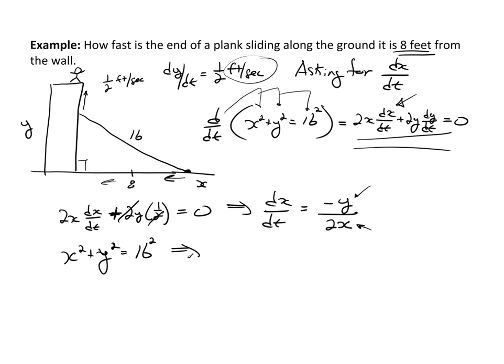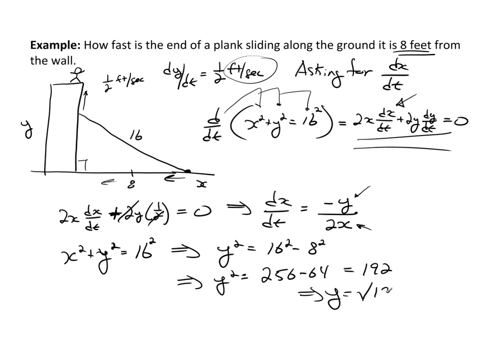So this implies that y squared equals 16 squared minus 8 squared. So y squared equals 256 minus 64, which is 192. That would then imply that y equals the square root of 192. And the square root of 192, let's see, I can do that as 8 squared times 3. So the 8 would come out, that'd be 8 root 3. So that's the y value.